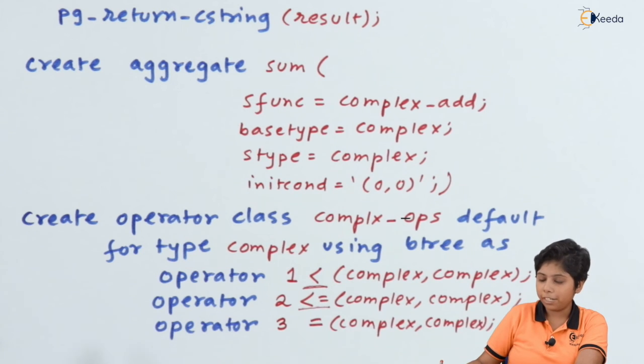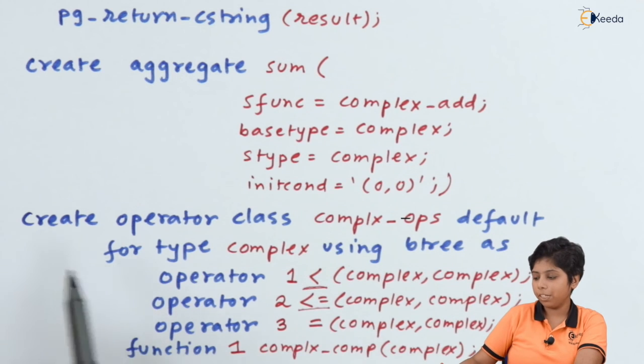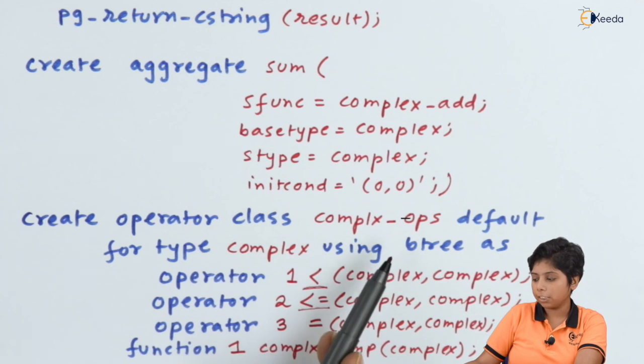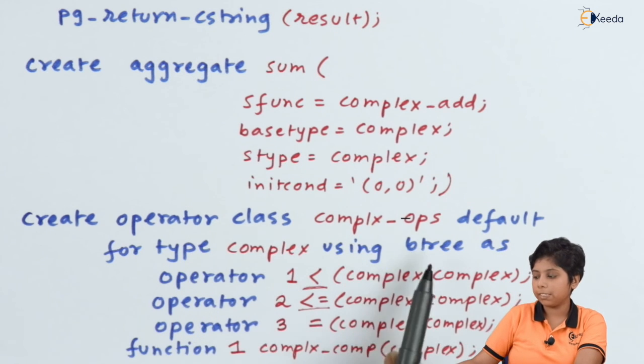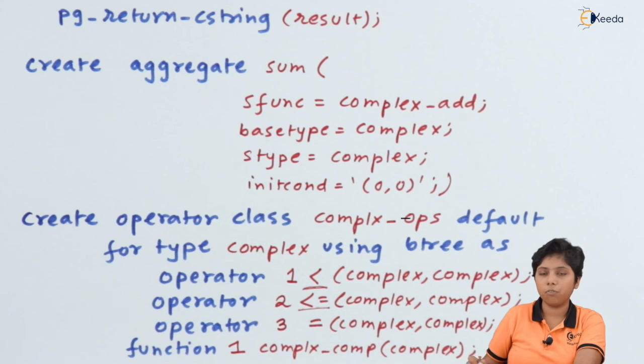See, inside the operator class we can even use a function also. So by this we can use an operator with the operator class, type complex, index B-tree, with this operator and the function name. See, this operator 1 and function 1 are different from each other because they belong to the operator and function classes.